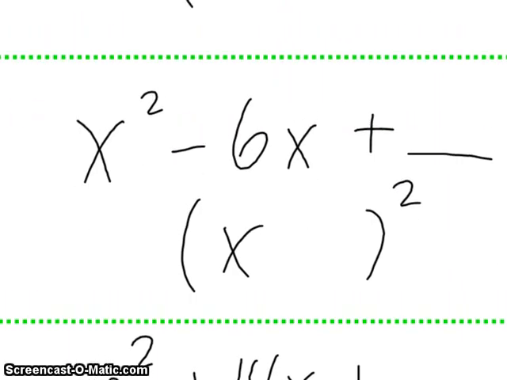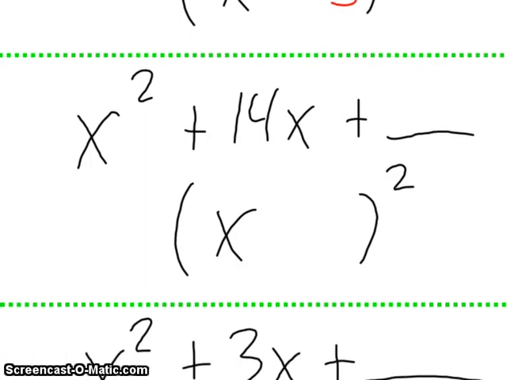Okay, now we see that it's a negative 6. So what's that going to change? All that means is that I'm going to have a negative 3 and a negative 3. That would give me my negative 6x. So the number at the end comes from negative 3 times negative 3. Still a positive. It's just going to be positive 9.